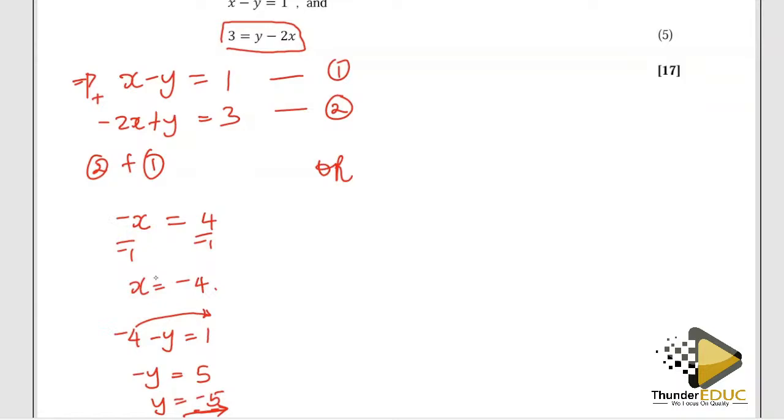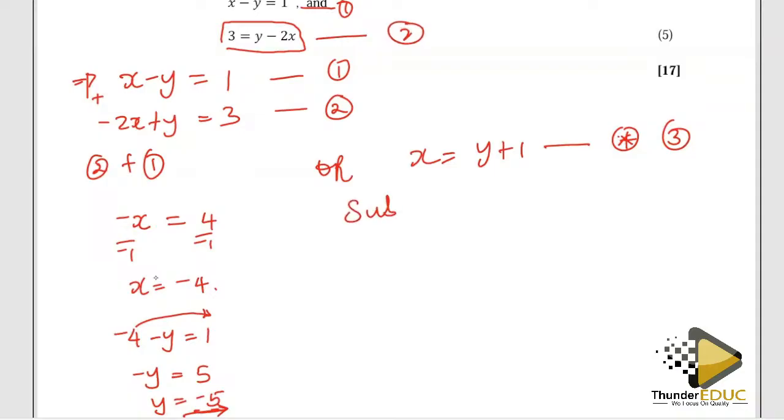Now, if you apply substitution, you go to the first equation and make x the subject. So x is going to be y plus 1. Call this equation star or equation 3, it doesn't matter. This is our equation 2. Then substitute equation 3 into equation number 2. So where there is x, I'll put y plus 1. Okay, so 3 is equal to y minus 2 into y plus 1.